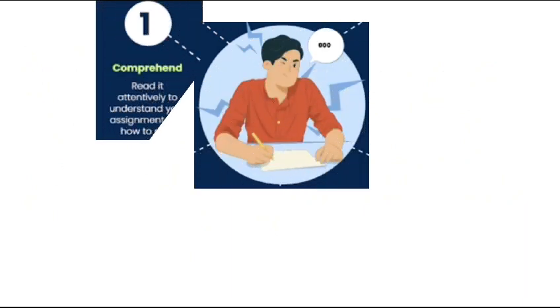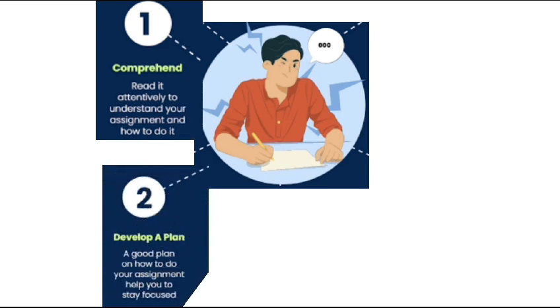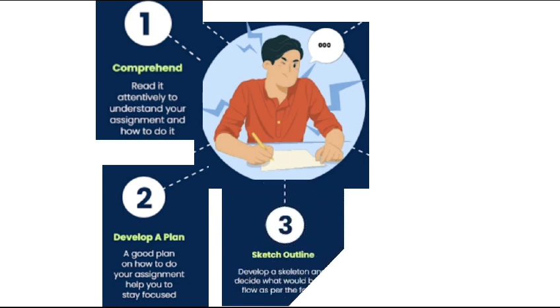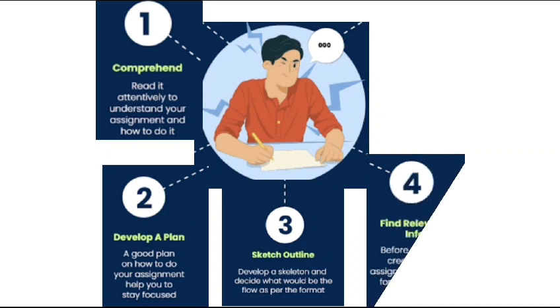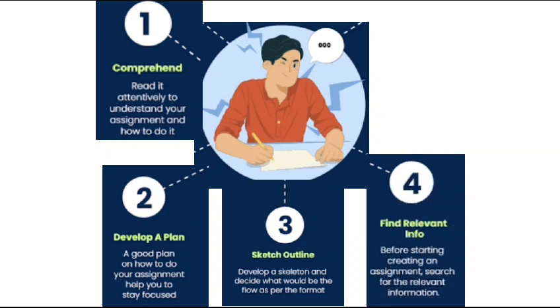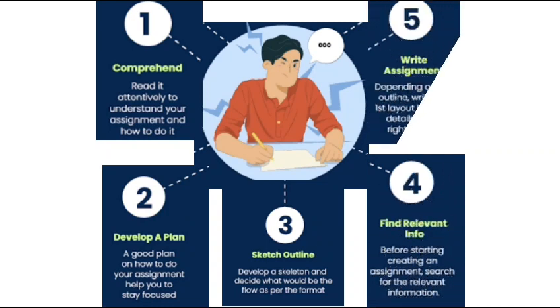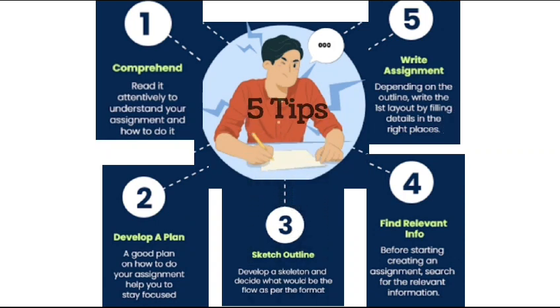First, get the collection, understand it properly, and put a proper sketch or plan to write it, that is a flow chart. Third thing is you just put a sketch, and the fourth is you have to get the proper references and then sit and write an assignment. So these are the 5 tips to be followed before you start any assignment.